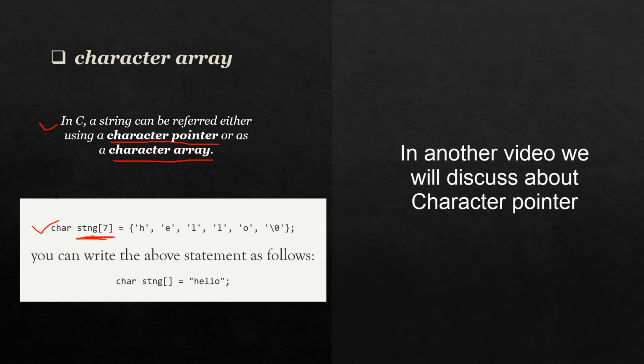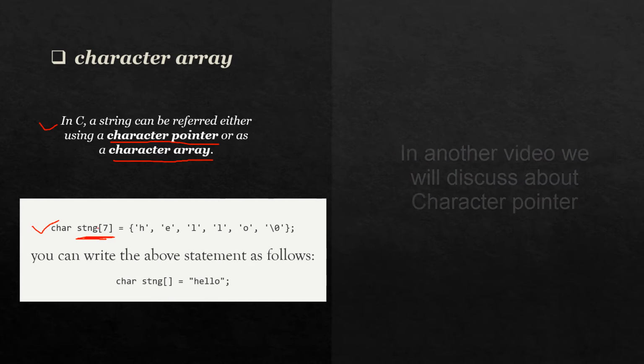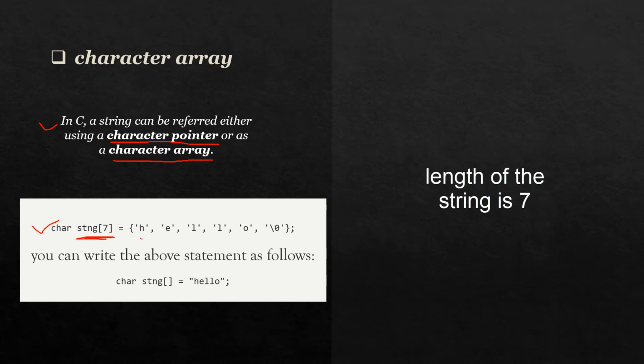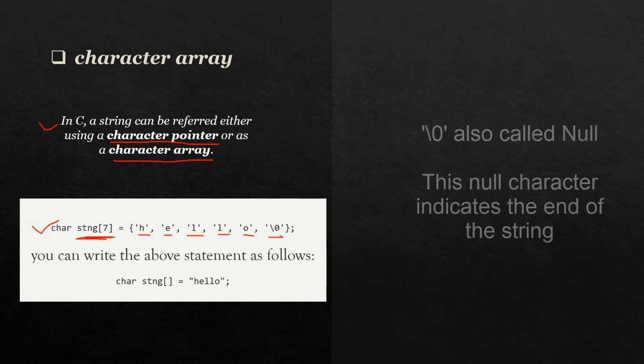The name of the array is string with the size 7, and we initialize it with single values in single quotes, that is H, E, L, L, O, and at the end we are giving a null character, that is backslash 0. It means that this is the end of this string, or the end of this array. For that reason we have to give this character.